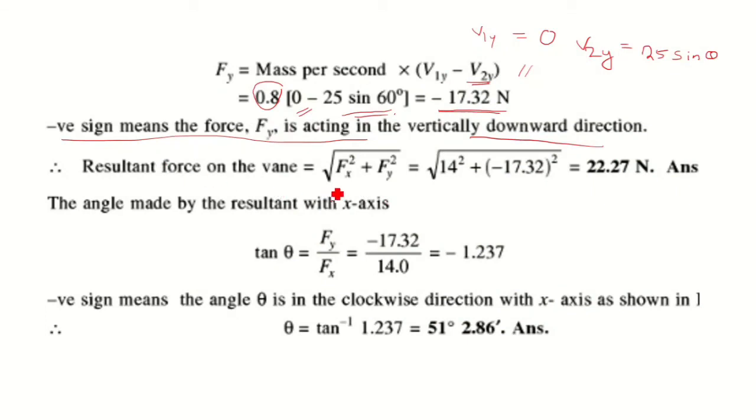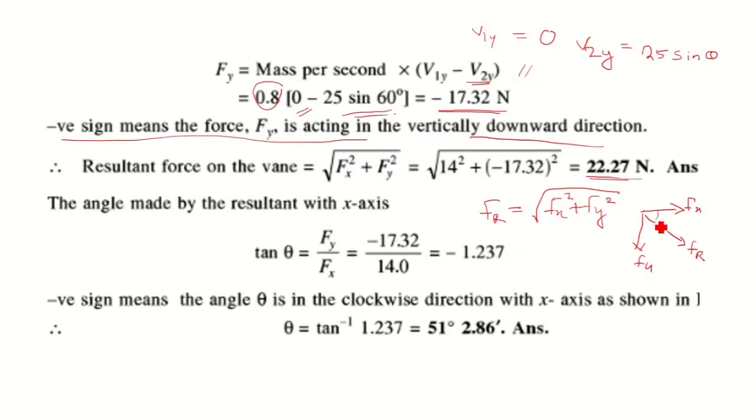Now the resultant force on the vane. So F of x is there and F of y is there. So the resultant Fr, take it as the root of F of x whole square plus F of y whole square. So the resultant will be 22.27. So the resultant force is Fr.